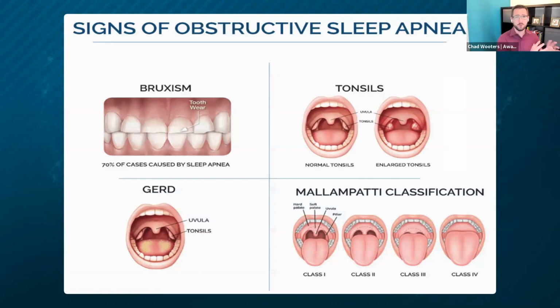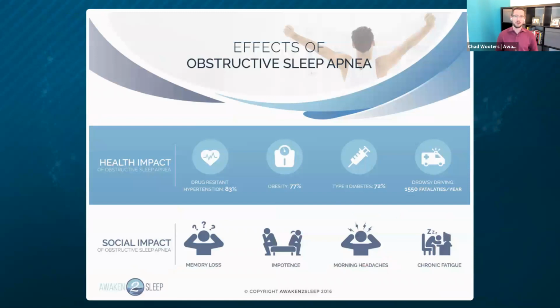So we've got our intraoral science, we've got medical history, and we kind of start putting this picture together, right? So Mallampati, tonsils, acid reflux, bruxism. And the last thing we're going to talk about here is the various effects of sleep apnea. So we talked about the health impact and the comorbidities associated with that. One we didn't touch on, but drowsy driving fatalities. This number varies from year to year, but a significant amount of deaths occur because of these driving fatalities.